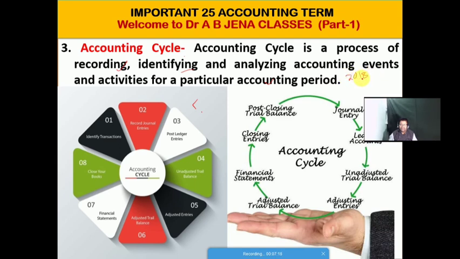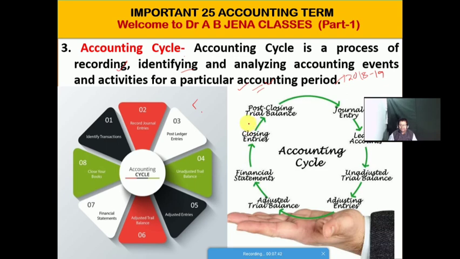So let's take an example, 2018 and 19. The business will make the business transactions, will make the journal entry, then the ledger, then the trial balance, then the balance sheet. So these are the cycles. So step by step, what are the steps? So these are the steps.